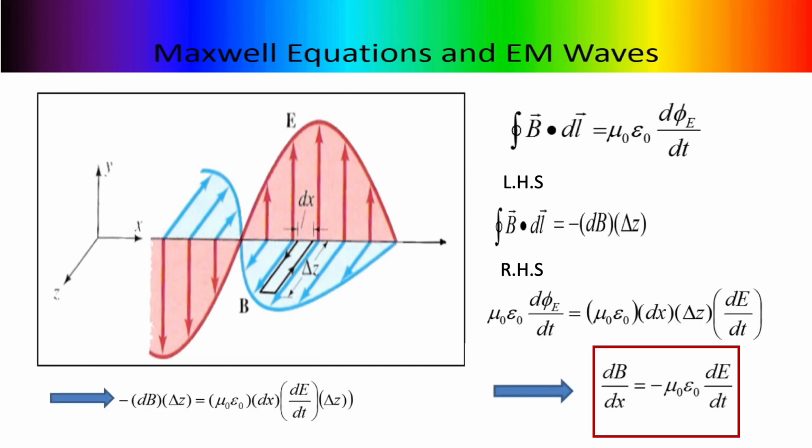Now, if we solve the right-hand side, we take the rate change of flux to be area dx times delta Z multiplied by the rate change of the electric field. The mu sub 0 and the epsilon sub 0 come along for the ride to give the equation shown. Now if we equate the two sides, shown on the bottom here, and then we simplify and divide through by dx once again, we get our second usable equation.